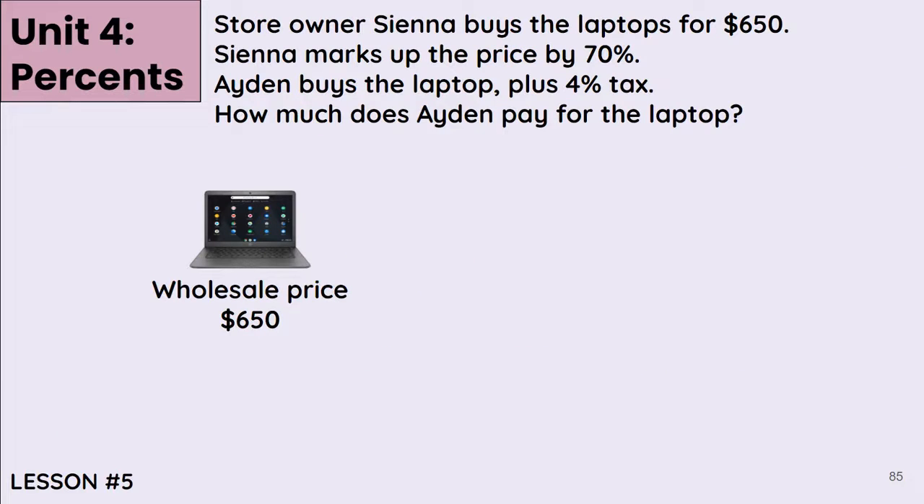Store owner Sienna buys the laptops for $650. Sienna marks up the price by 70%. Aiden buys the laptop plus 4% tax. How much does Aiden pay for the laptop?